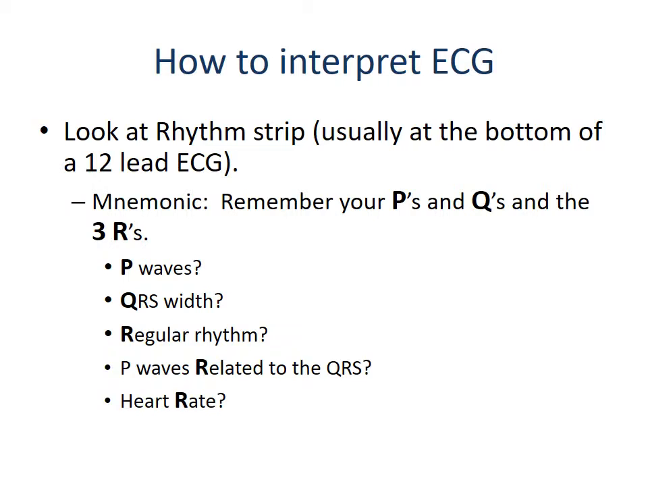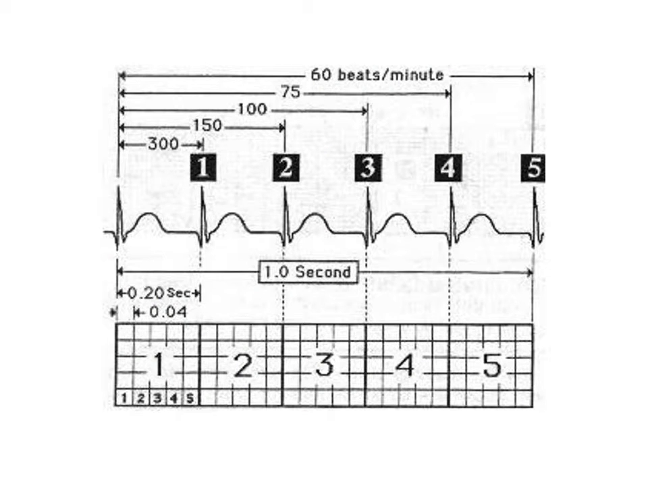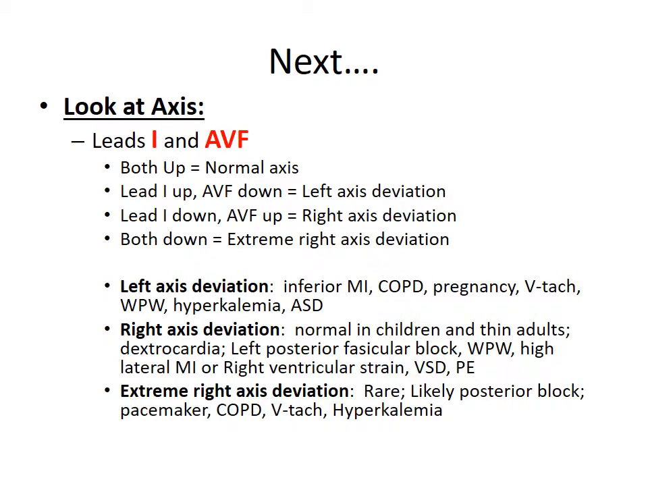Look at the rhythm strip at the bottom. A mnemonic, if you need one: remember your P's and Q's and the 3 R's. What do the P waves look like, and are there any P waves? What's the QRS width? Is it narrow or wide, or does it look normal? Is it a regular rhythm or not? Are the P waves actually related to the QRSs, or are they independent of the QRSs, such as in a third degree AV block? And what's your rate? We did that already. I'm going to move past this because we covered it.